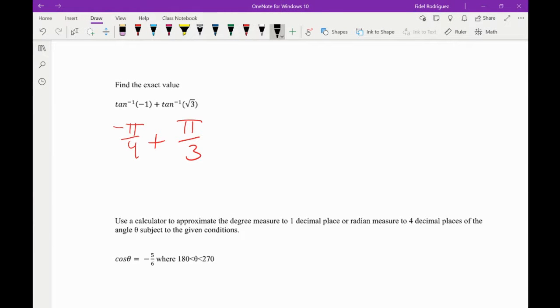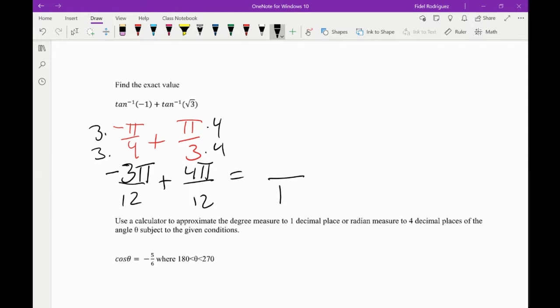Okay. Question, what's the common denominator here? Well, good. We've got to multiply this one by 3 and this one by 3. We've got to multiply this one by 4 and that one by 4. So that's negative 3 pi plus 4 pi, all over 12. I'll give you a hint. The answer is going to be over 12. What's negative 3 pi plus 4 pi? There you go.